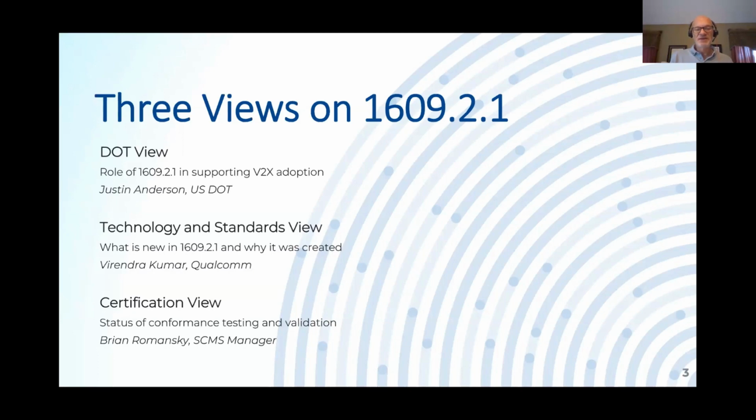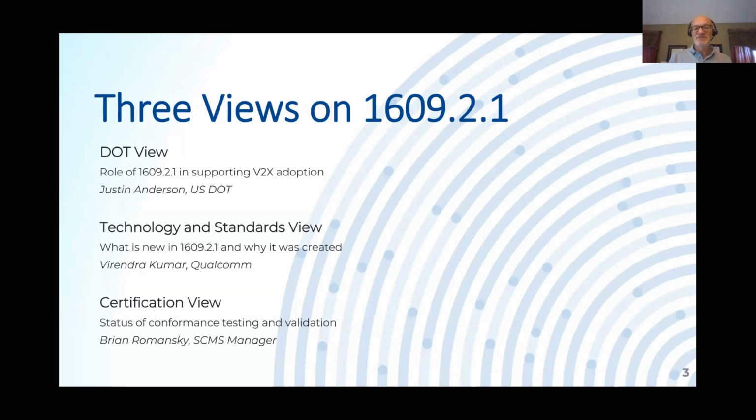You've heard from Virendra the details about what's in 1609.2.1, why it was created, and what's different between that and the original CAMP specification. I worked closely with Virendra in the definition of that CAMP specification. I agree. I think we can both be proud of the work done on the original work, but there's also good reason for making changes. We've learned a lot since then in the initial deployments, and a lot of devices have been rolled out, and so that learning has been baked into 1609.2.1.